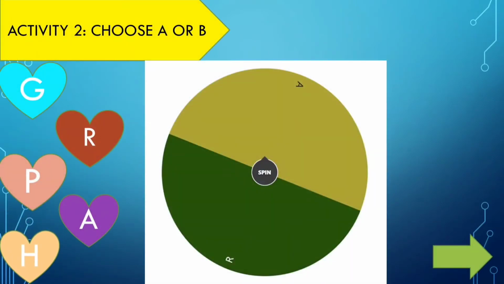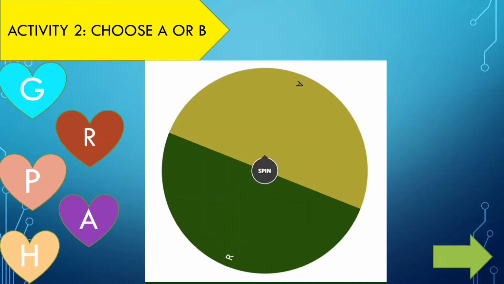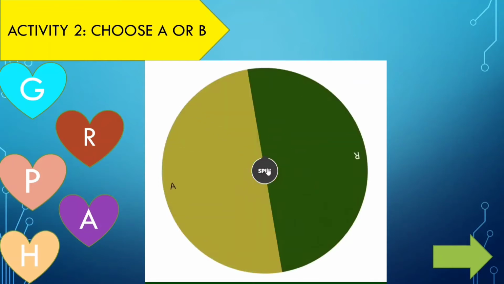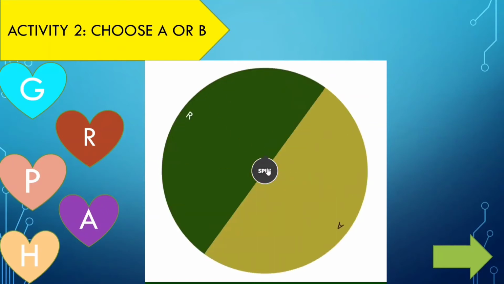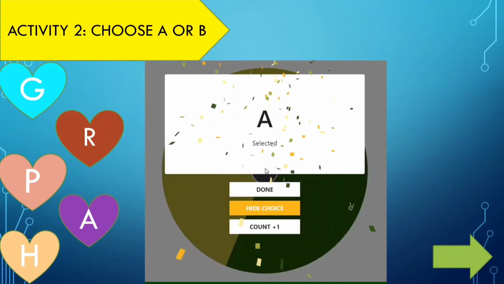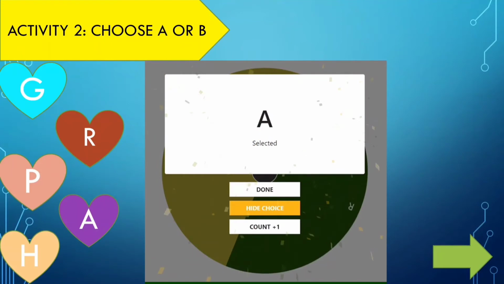Okay, so there are only 2 letters left. So what do you think will be the next one? So let's spin. Okay, so we have the second to the last letter, which is letter A. So let's see the second to the last question in this activity.